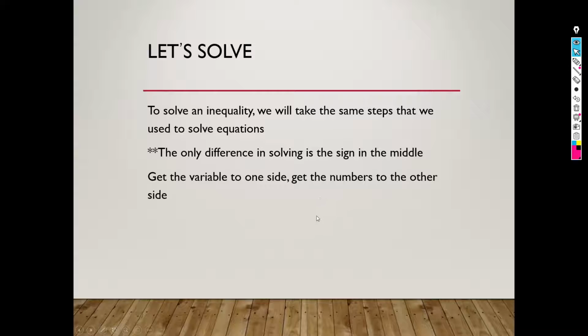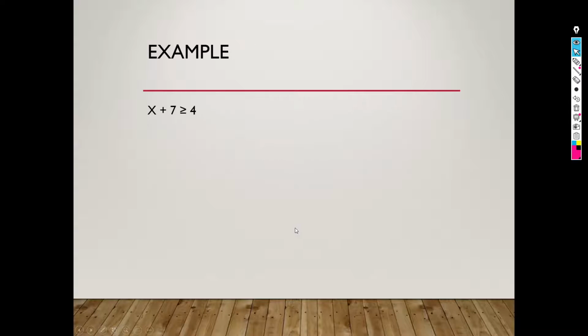So to solve an inequality, we want to take the same steps that we use to solve equations. The only difference is going to be that sign right there in the middle, either equals, greater than, less than, or greater than or equal to. The same idea holds, though: when we're solving an equation, we want to isolate the variable. When we're doing an inequality, that's the same thing we want to do. We want to get that variable by itself and the numbers on the other side of the inequality.